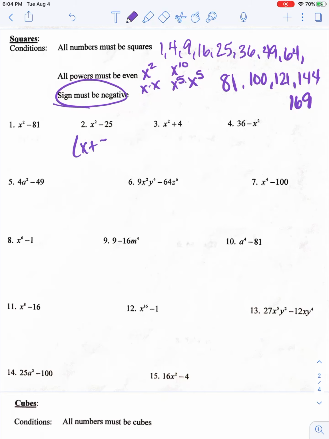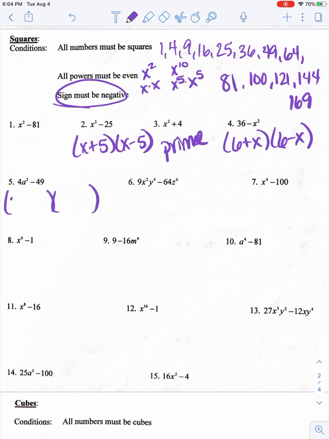So let's work on number 2. So that's going to be x plus 5, x minus 5. Number 3 is prime. Cannot be factored because, yes, the 4 is a square and your power is even, but there's a plus sign in between. Number 4, do not flip this around. You do not have the power to do that. Leave it alone unless you want to pull this negative 1 out of your back pocket, and that just makes it messier. So for right now, just leave that alone.